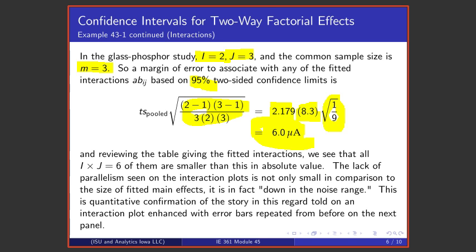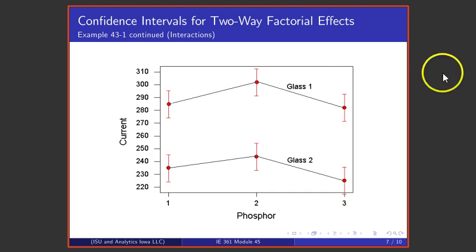The take-home message then is that I don't even know the sign of those things, and that says that the real interactions, the real lack of parallelism is potentially 0. That is, any lack of parallelism that is seen on the interaction plots is not only small in comparison to the size of the main effects, it's down in the noise range. We don't even know for certain that there is lack of parallelism. And that's pretty much what's conveyed by this picture.